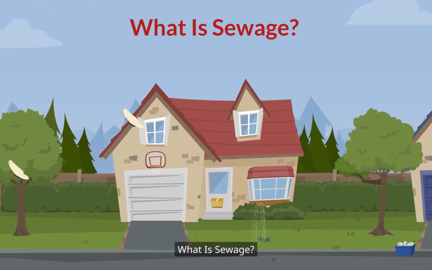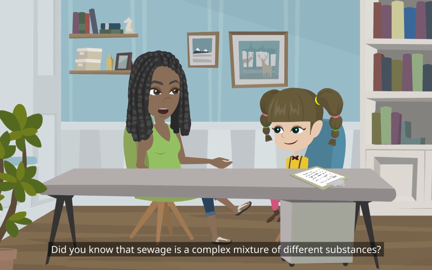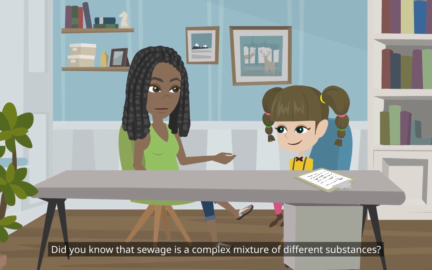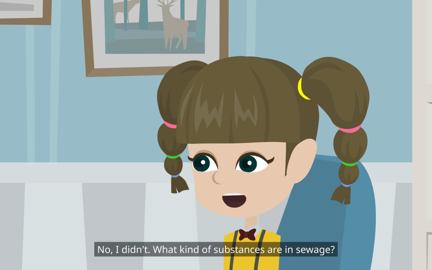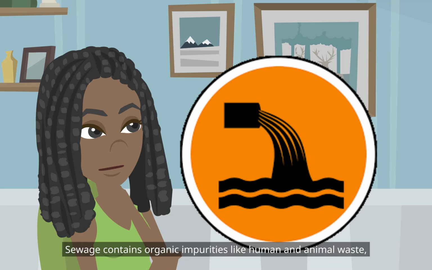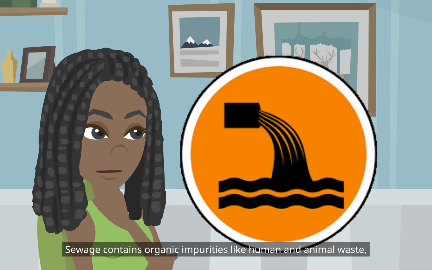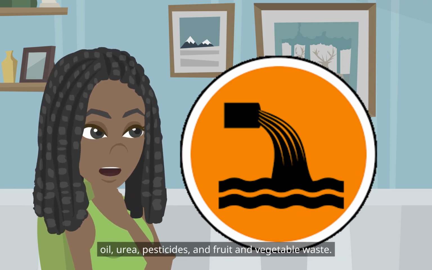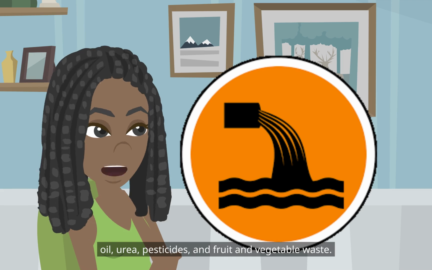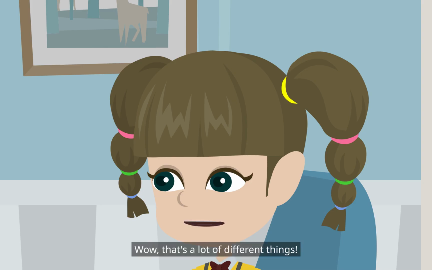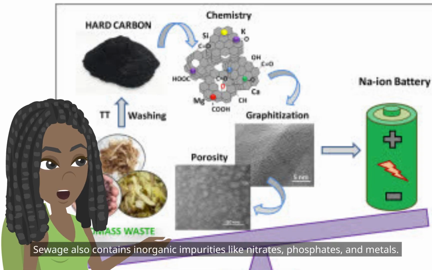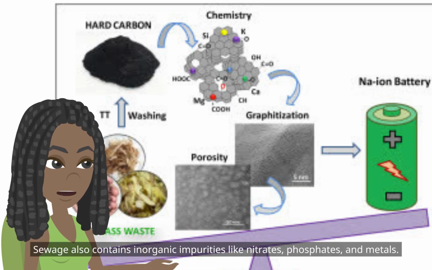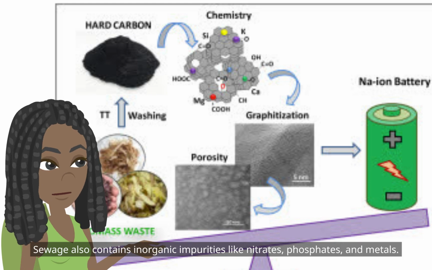What is sewage? Did you know that sewage is a complex mixture of different substances? No, I didn't. What kind of substances are in sewage? Sewage contains organic impurities like human and animal waste, oil, urea, pesticides, and fruit and vegetable waste. Wow, that's a lot of different things. What about inorganic impurities? Sewage also contains inorganic impurities like nitrates, phosphates, and metals.